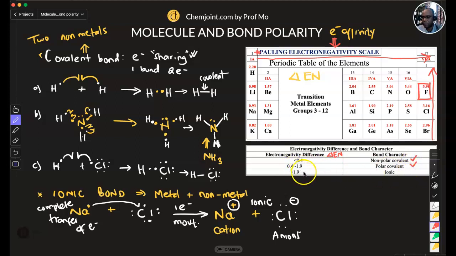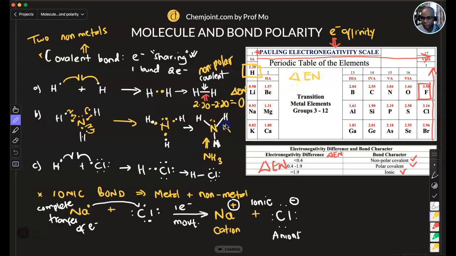If the difference is greater than 1.9, we'll say it's ionic. Let's test one between H and H. If you look at H and H, the electronegativity will be 2.20, 2.20. So I'm looking at the hydrogen, 2.20 minus 2.20, the difference delta EN is 0. So I'm judging that that bond right there is nonpolar and covalent. Some people will call it pure covalent.